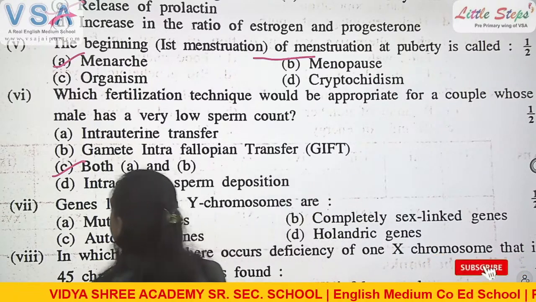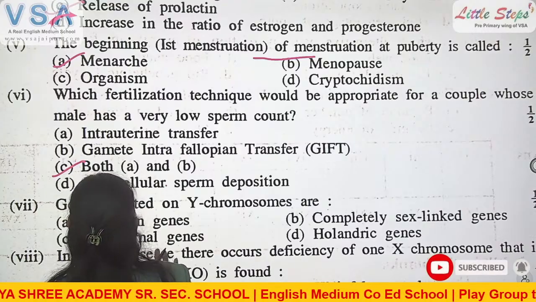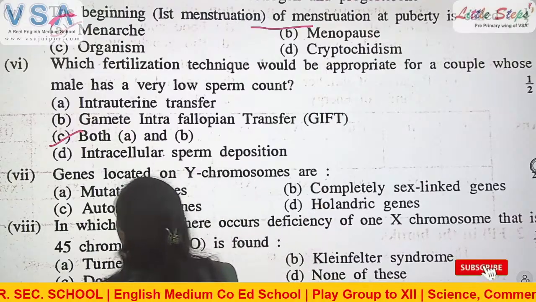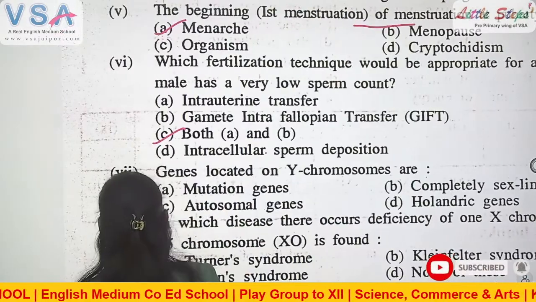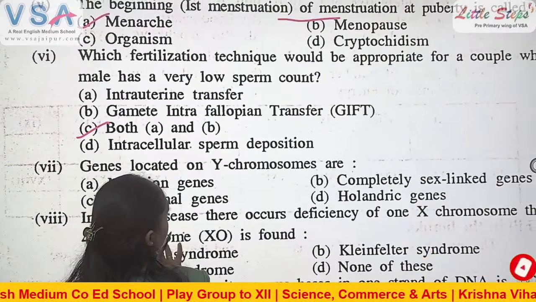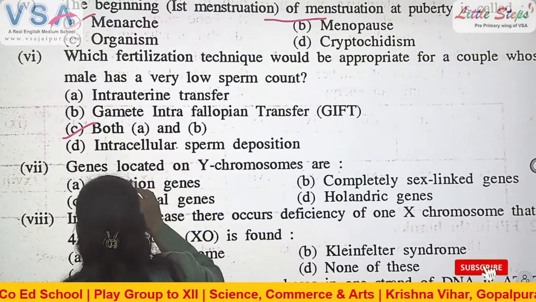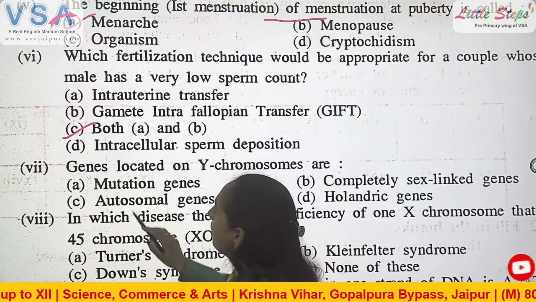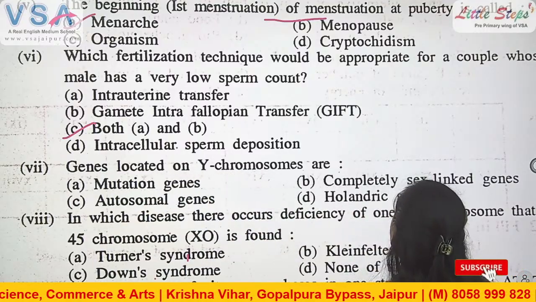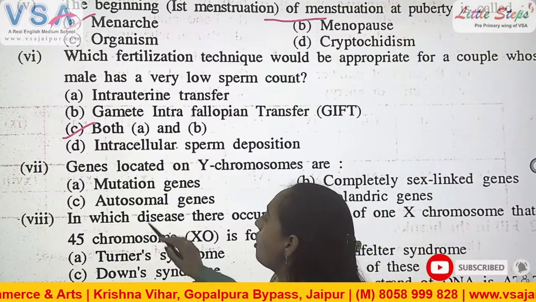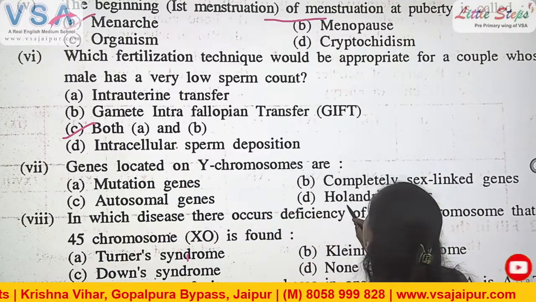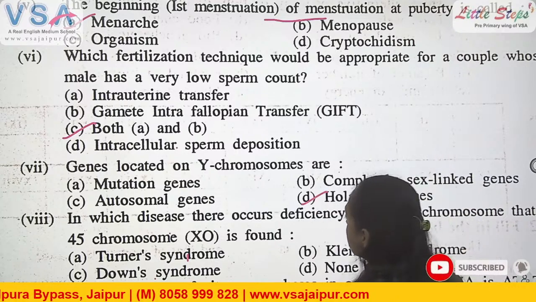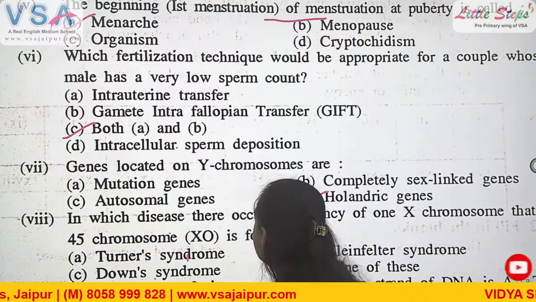Now the next is, genes located on Y chromosomes are, the genes located on the Y chromosome are mutation gene, complementary sex linked gene, autosomal gene or Holandric gene. So what is the right answer? The right answer is option D, Holandric genes.